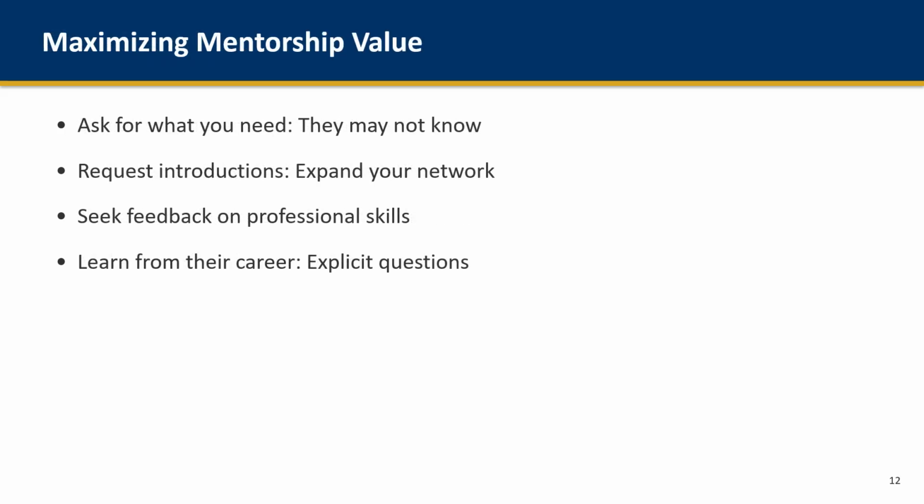Getting maximum value from your advisor requires asking for what you need rather than waiting for them to offer. Ask explicitly for guidance, support, or opportunities you want. Your advisor may not know what you need unless you tell them. If you want feedback on a presentation, ask. If you want to attend a conference, express interest. Passively hoping your advisor will notice and provide what you need is less effective than asking directly.